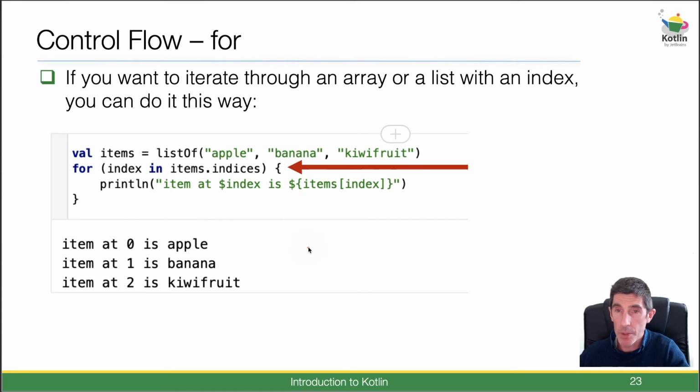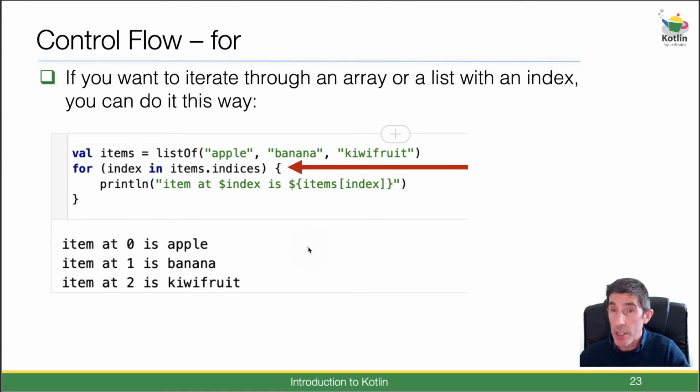So we get a list of items, and we can say for index, which is kind of like a number, in items.indices, we can say println "item at $index is", and then we can access the value itself with dollar, open curly brackets, items, and use the index like the old school array, so to speak. Use the index to get at each element of what items happens to be.